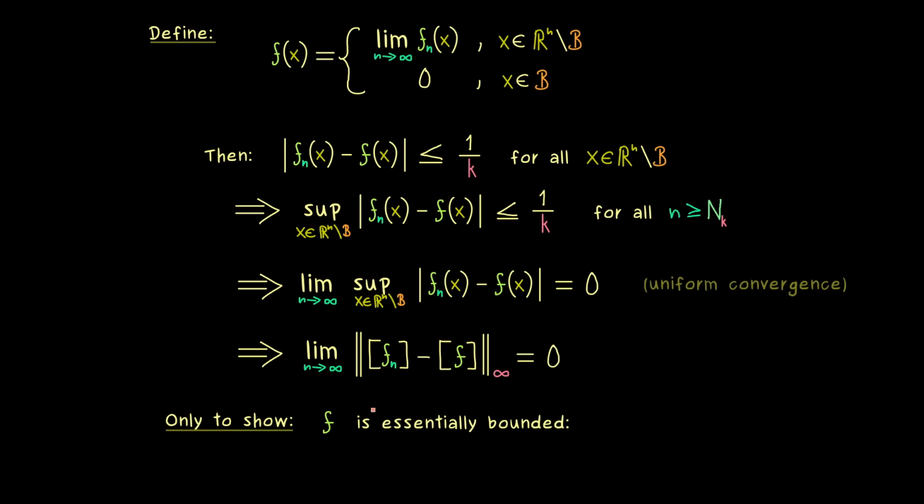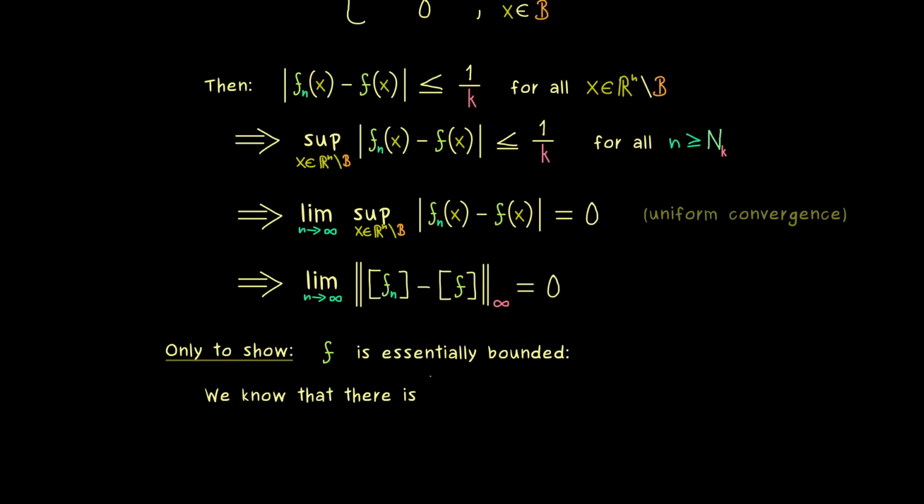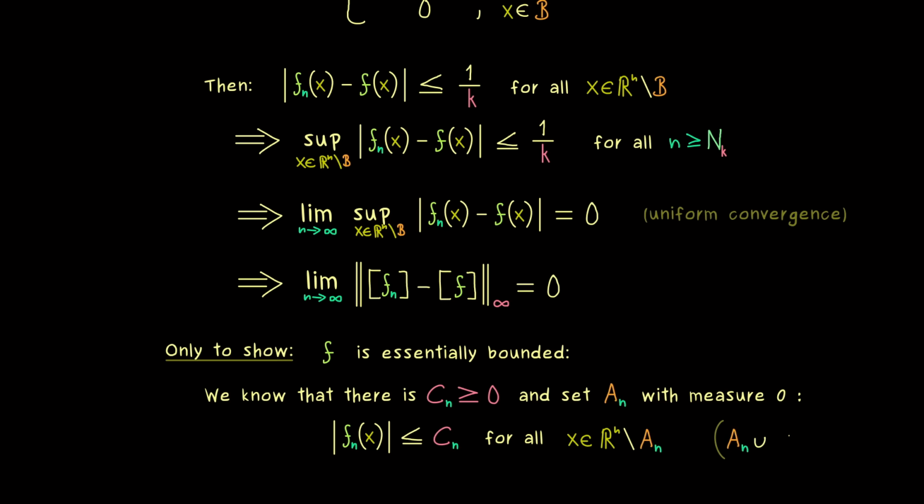And in order to show that f is essentially bounded, we don't have to do much. We can just use that every fn in the Cauchy sequence is already essentially bounded. So we know that there is a capital Cn for the function fn. And in addition, we also find the corresponding set An with measure 0. And then what we have is that fn(x) is bounded by Cn outside of An. And at this point you might already guess that we can simply combine An with the set B from before and we still have a measurable set with measure 0.